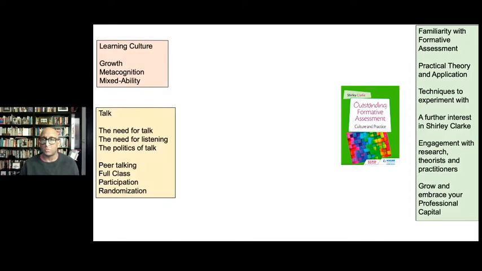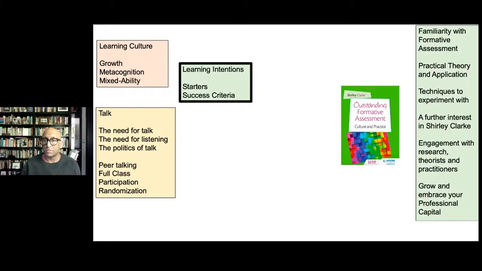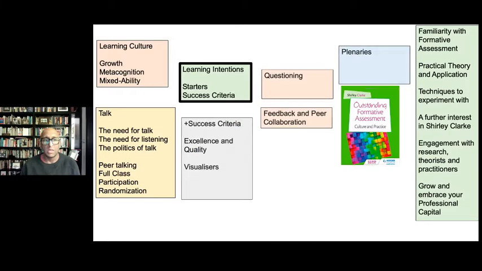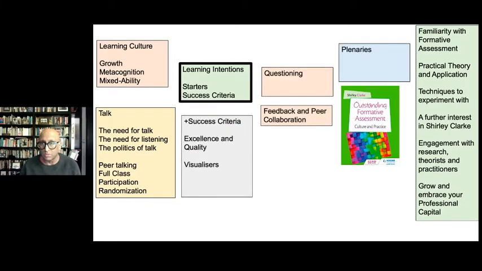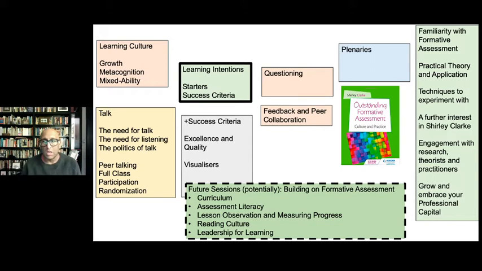So those were the first two podcasts, Learning Culture and Talk. Today we're looking at learning intentions, starters, and success criteria. Next time we're going to look at more on success criteria and talk about the idea of excellence, questioning, feedback, plenaries. This is a map of where this project goes. Now I even have something in the future where I would like to talk in more detail about the curriculum, and how to put together a curriculum, assessment literacy, how to observe lessons, reading culture, and leadership for learning.